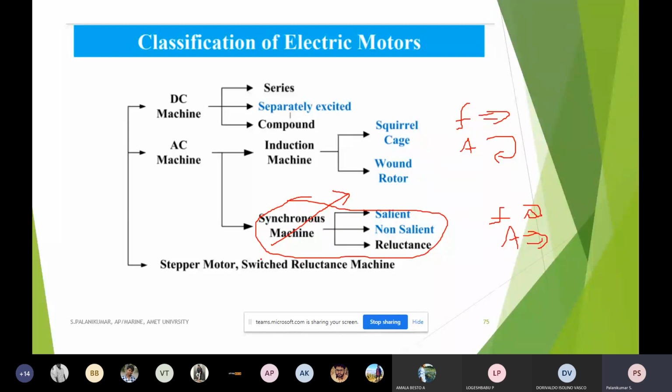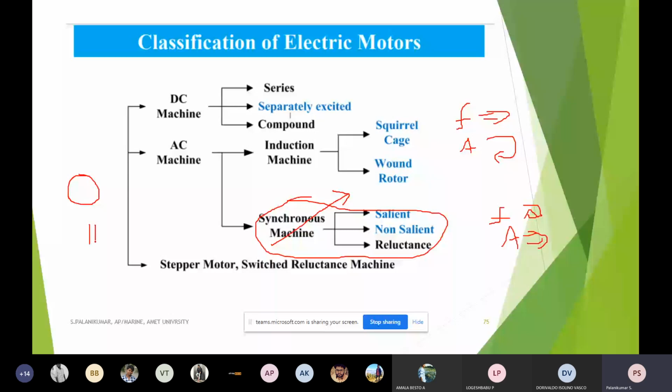Okay, what is that? As it is a synchronous machine, we cannot use it for the electrical vehicle application because it has a constant speed. There are two different variants: one is salient pole and the other is cylindrical pole. Salient pole means the rotor will have projections.